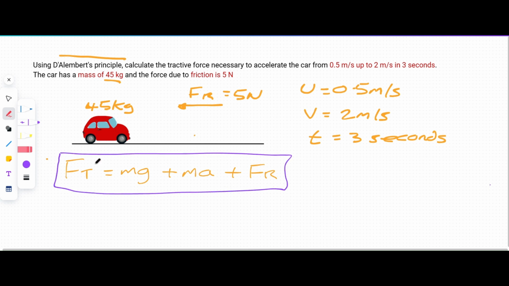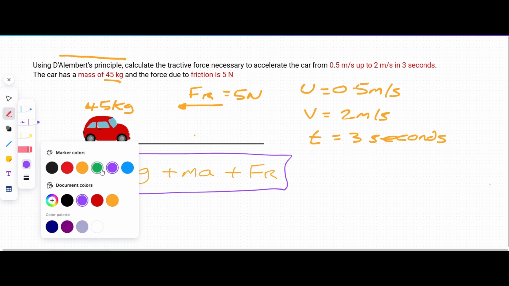So all them forces, don't forget D'Alembert was looking at forces and acceleration. So mg is weight, look, m times g is the weight of the car. m times a is inertia, Newton's second law, and Fr is friction.